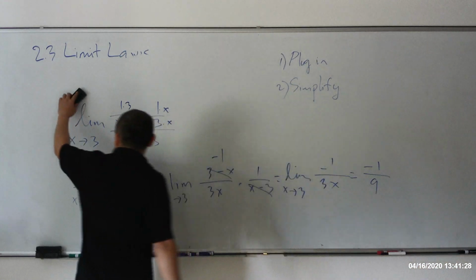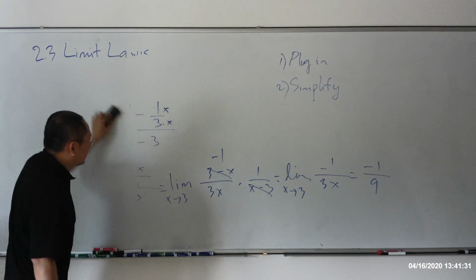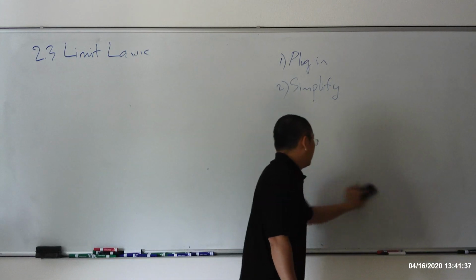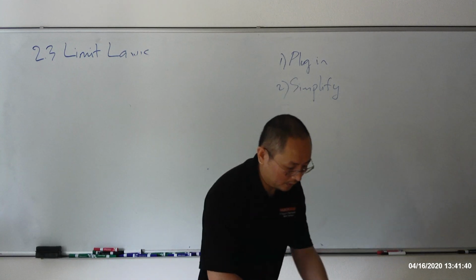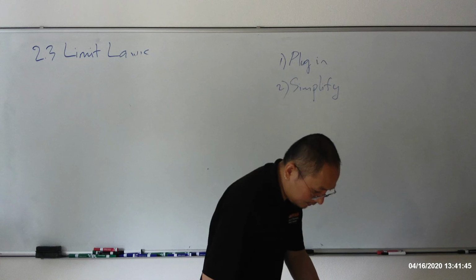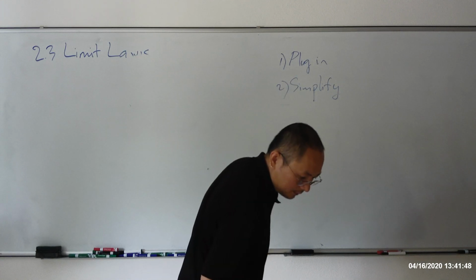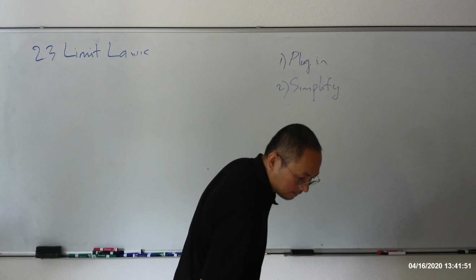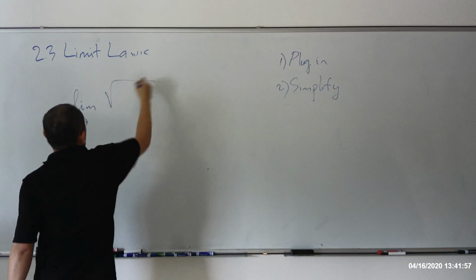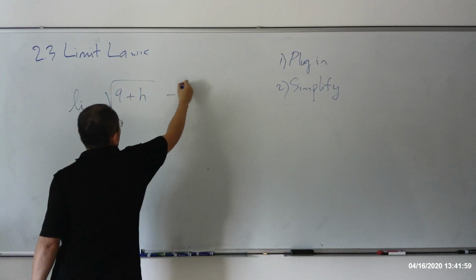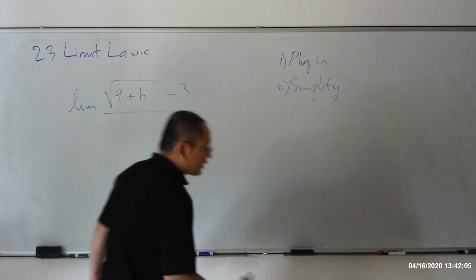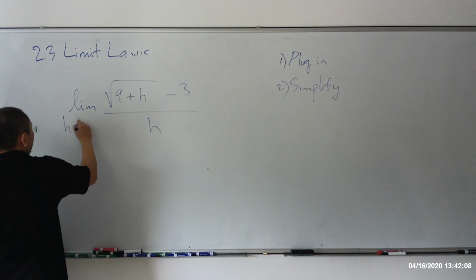Try another one. Now here's the main problem. I'm going to show you a very good technique that's going to help you solve many exercises on finding the limits. Take a look at this one: limit of (square root of 9 plus h minus 3) over h when h approaches 0.